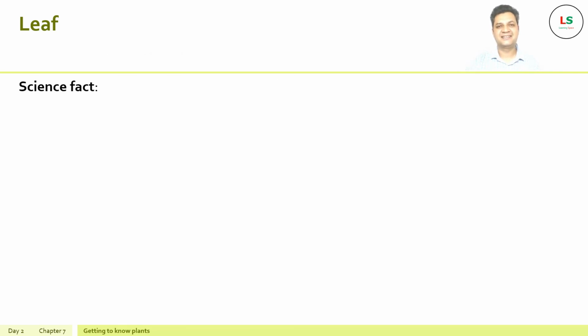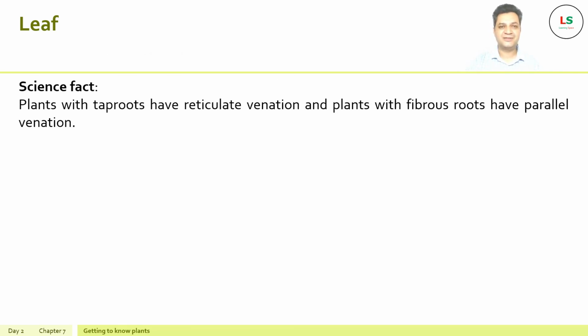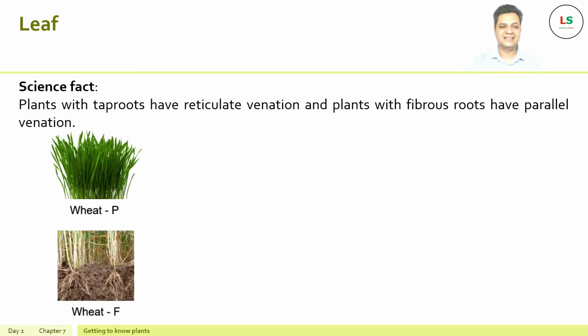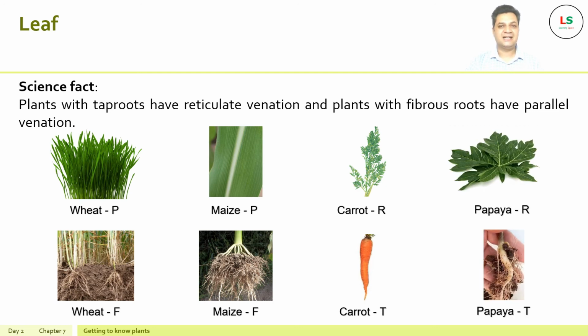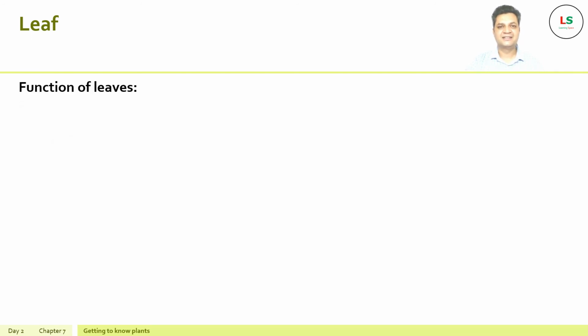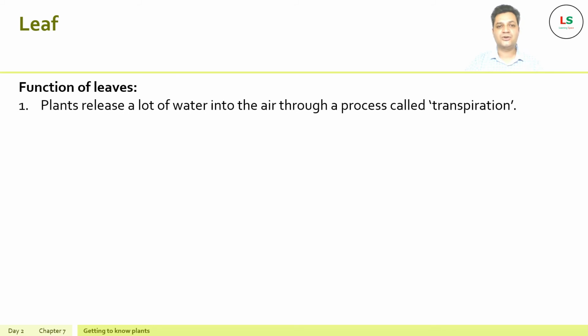Let's discuss a science fact. Plants with taproots have reticulate venation, whereas plants with fibrous roots have parallel venation. Let's see some examples. Wheat has parallel venation and the roots are fibrous. Maize again has parallel venation and the roots are fibrous. Carrot has reticulate venation and the roots are taproot. Papaya has reticulate venation and the root is again taproot. That means without even digging out the plant from the soil, with the leaves itself, we can tell the root type. Functions of leaves. Plants release a lot of water into the air through a process called transpiration.